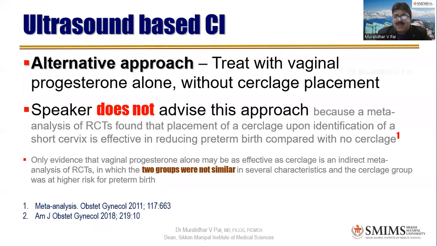The speaker, meaning me, does not advise this approach, that is giving only progesterone without cerclage in an ultrasound-confirmed cervical insufficiency, because a meta-analysis of RCTs found that placement of cerclage upon identification of a short cervix is effective in reducing preterm birth compared to no cerclage. So I would rather go by meta-analysis number 1 rather than the meta-analysis given in the small print.